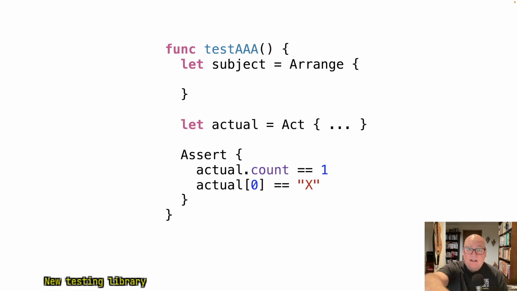Something like this: there's a structure, a result builder, that takes an arrange, some sort of function that yields a subject, and then an act that yields an actual value potentially, and then an assert that has a bunch of Boolean expressions in it that all get tested. So I'm hoping we can get this. Well, I don't know. We'll see.